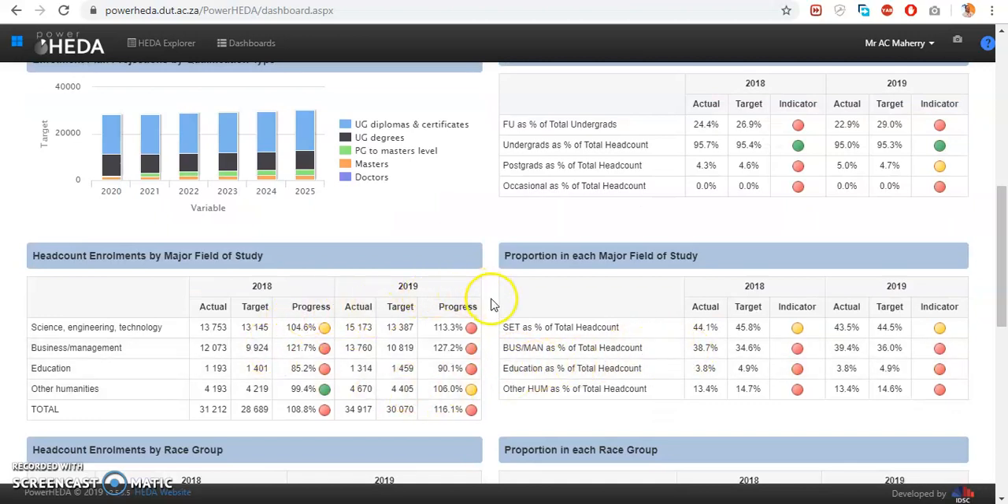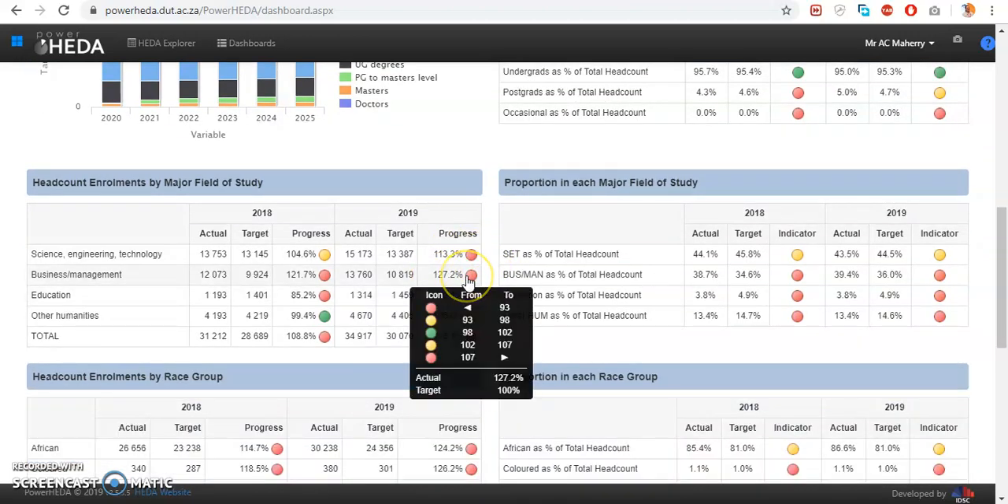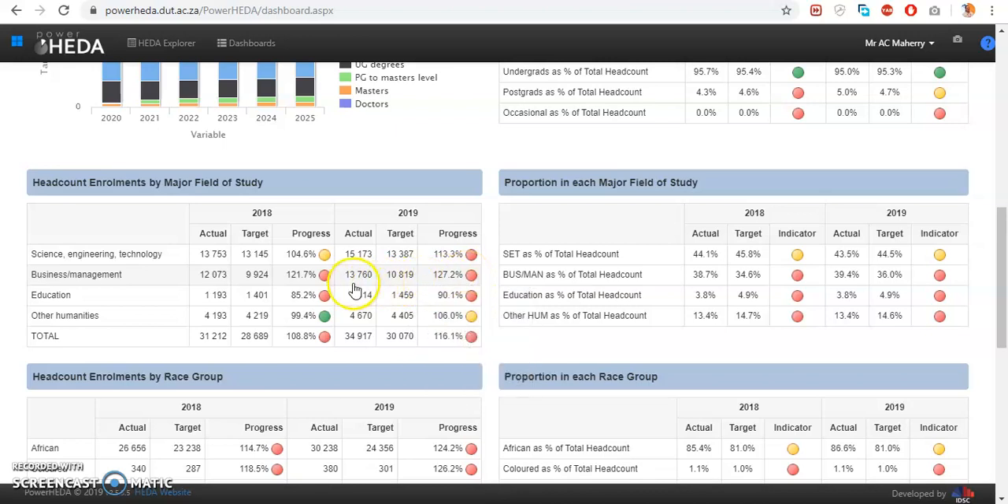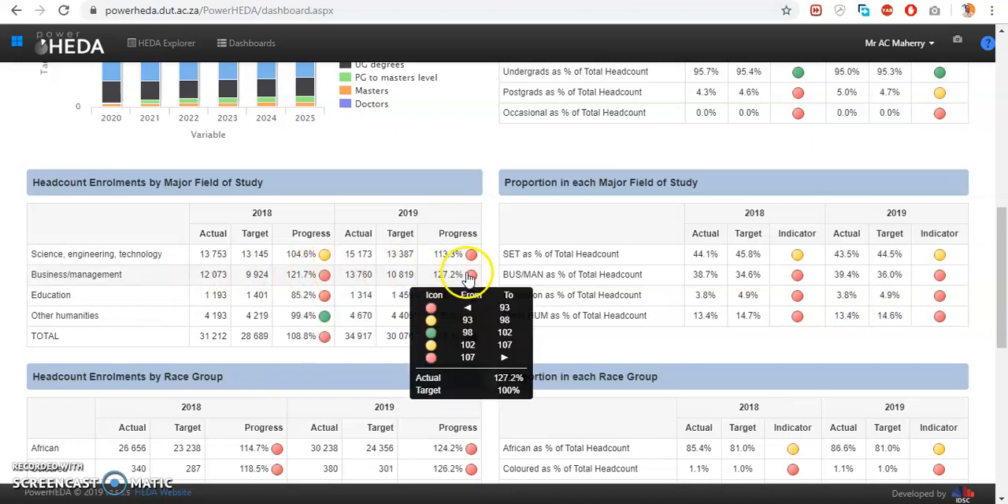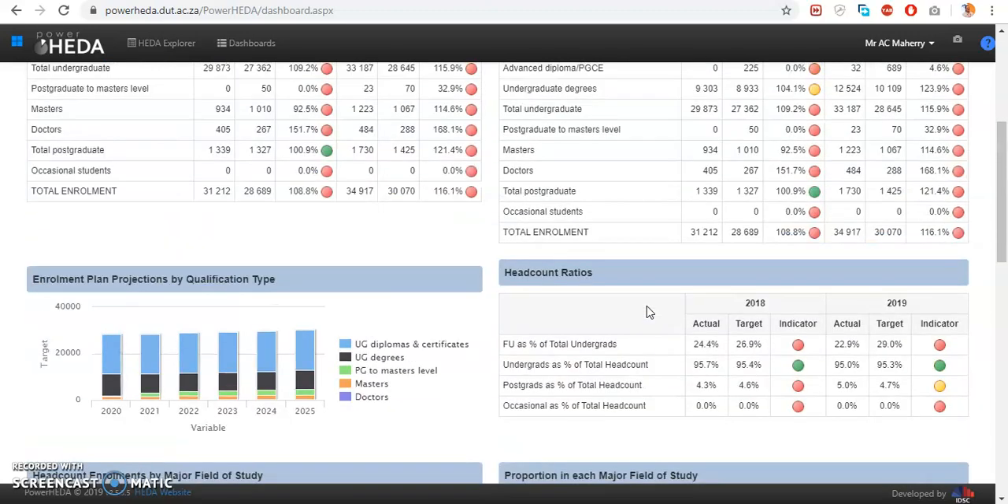This also shows you where these over-enrollments have taken place, and you can see the biggest one by far is business and management, where it exceeded the target by close to 3,000 students. And you can see that this trend continued in 2018. So definitely within the business and management field of studies, we have an overachievement of targets, which is skewing the distribution of the university.